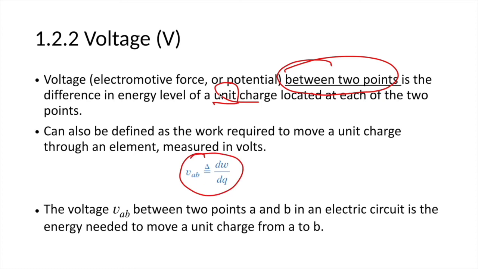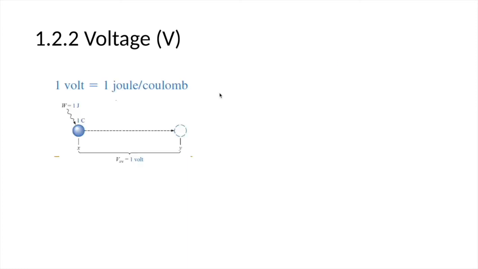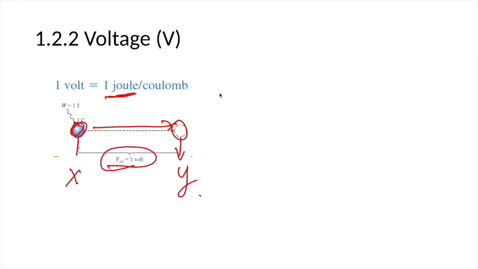Let's take a look. So here we have X and Y. These are 2 points. And we have a unit charge. We move the unit charge from position X to position Y. And the energy we use to move this unit charge from point X to point Y is 1 joule. So the voltage between point X and point Y is 1 volt. So 1 volt equals 1 joule per coulomb.